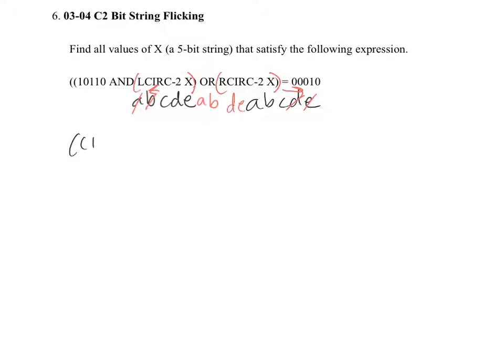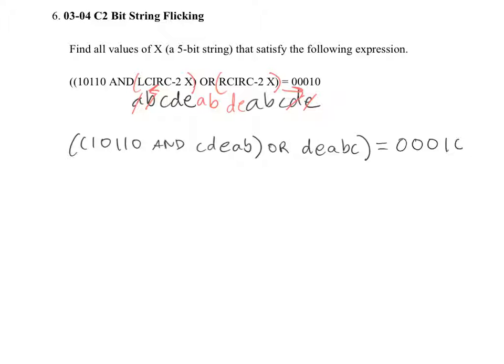We have 1, 0, 1, 1, 0, and C, D, E, A, B, or D, E, A, B, C equals 0, 0, 0, 1, 0.